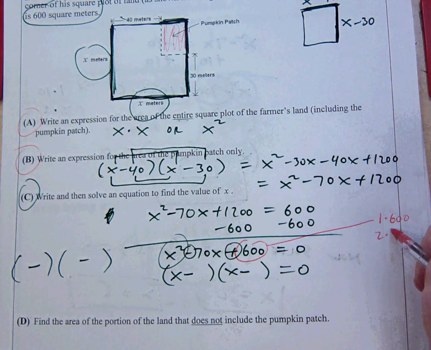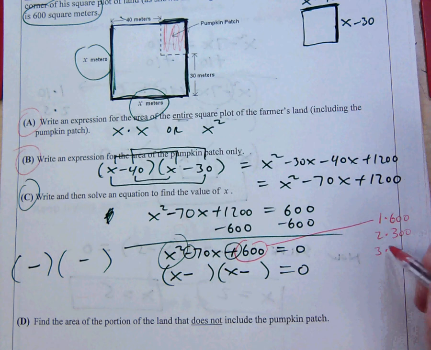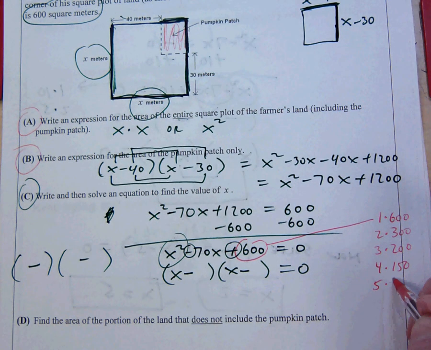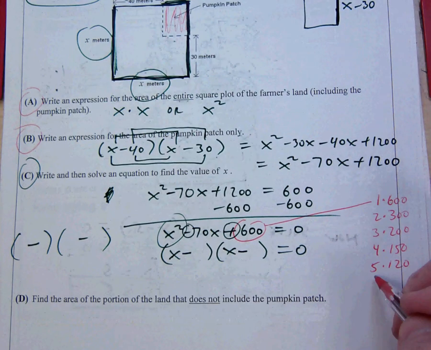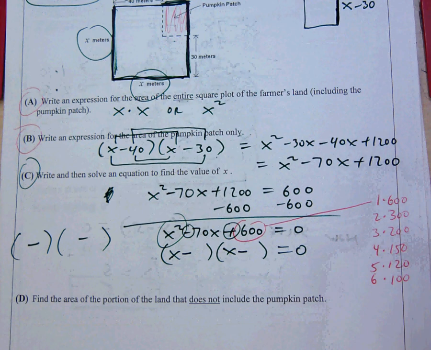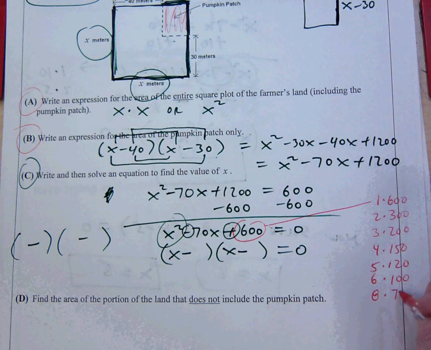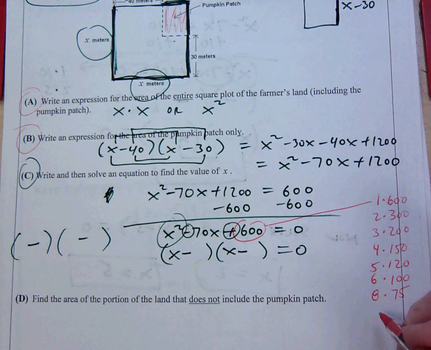1 times 600, go to the number 2. 2 times 300, go to the number 3. 3 times 200, go to number 4. 4 times 150, go to number 5. 5 times 120? How about 6? 6 times 100. Does 7 go into 600? No. How about 8? Yes. Goes in there how many times? 75. Good.